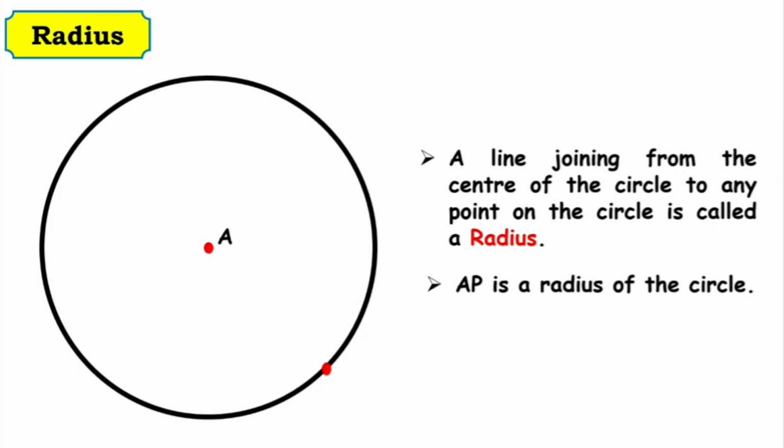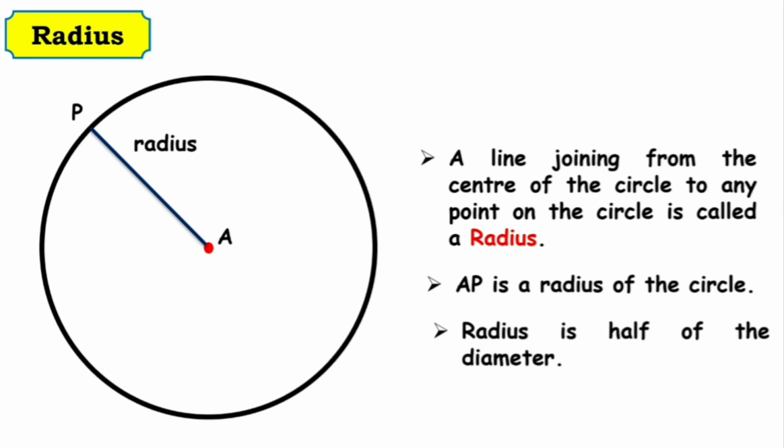Children, if we take a point over here and name it B and then join this point to this center, then this line is also called a radius. So a line joining from the center of the circle to any point on the circle is called a radius. Radius is half of the diameter.